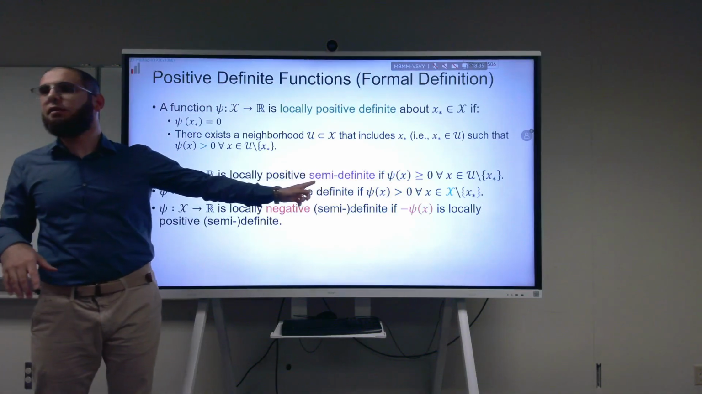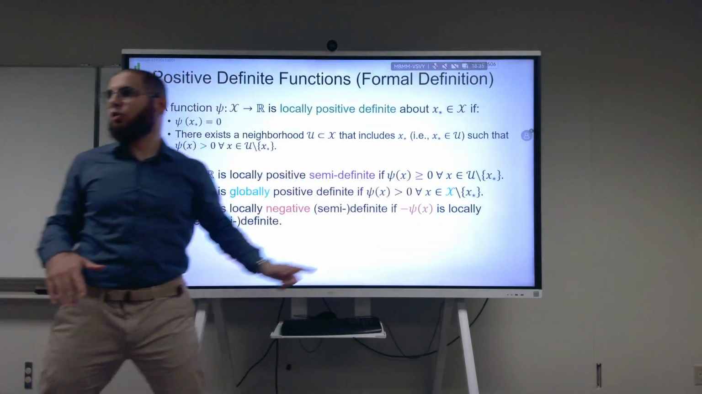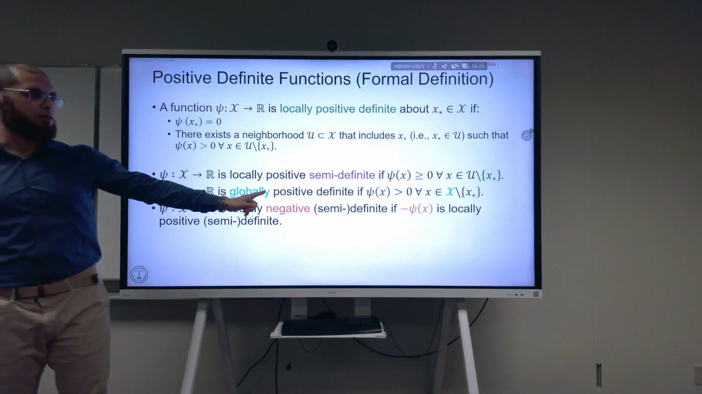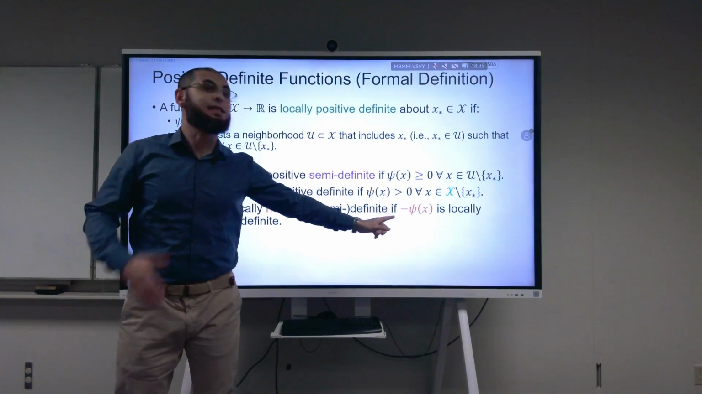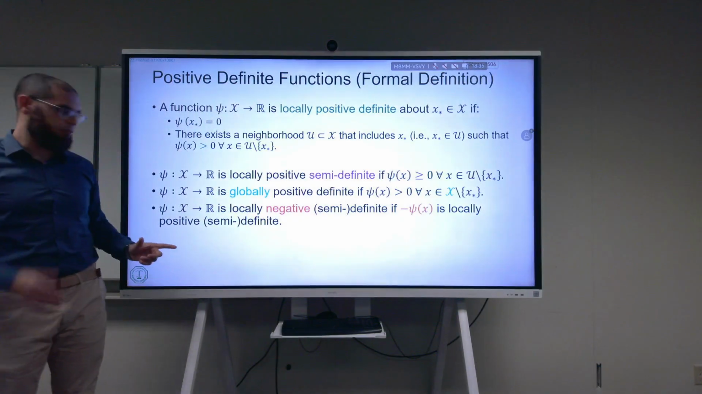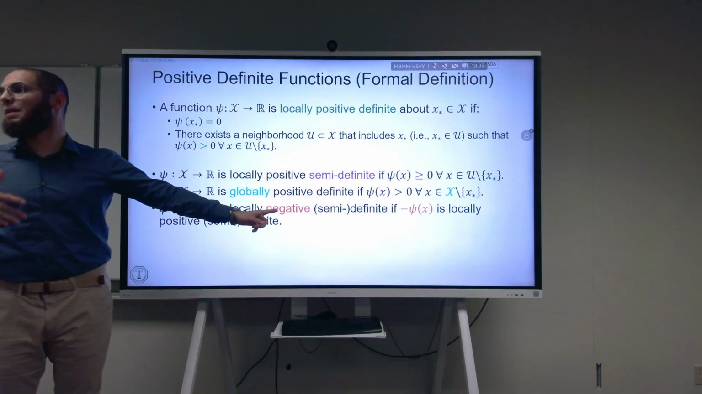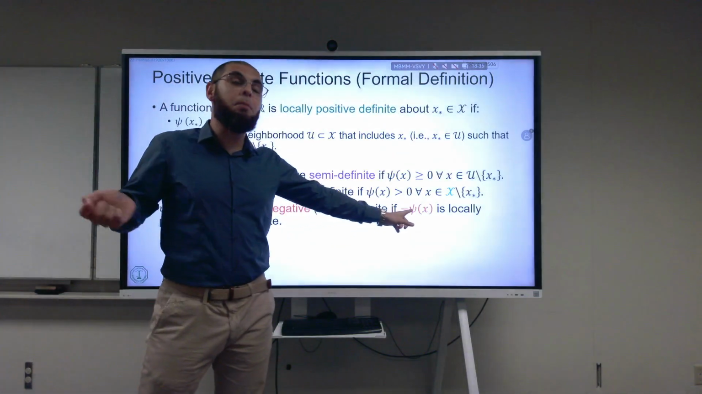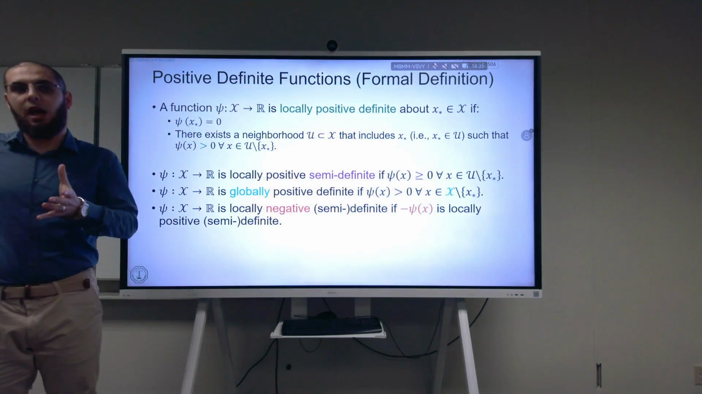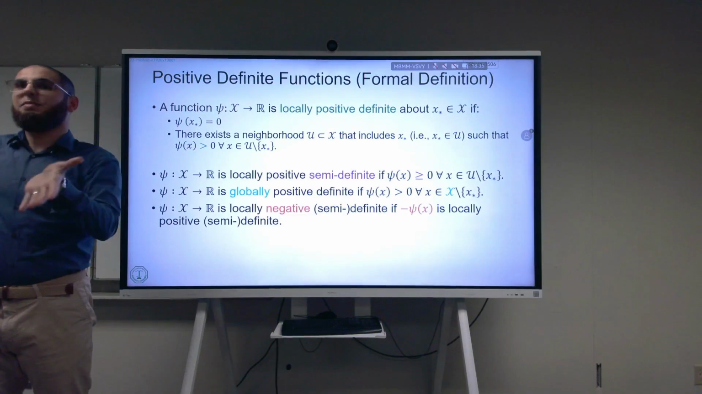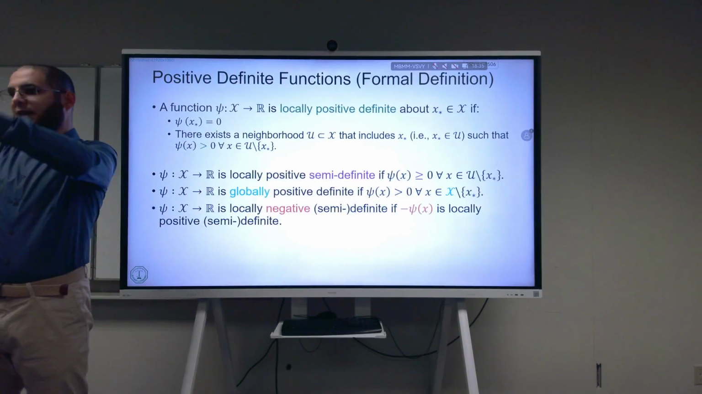It's semi-definite if it's not just greater than 0, it's greater than or equal to 0. That's positive semi-definite. It's globally positive definite if you can show that it's greater than 0 for the whole manifold, excluding, of course, the point you had, the equilibrium point, the critical point here. And it's locally negative or negative semi-definite if minus psi is positive definite. If minus psi is positive definite, then it means psi itself is negative definite. It's inverted. Instead of x squared, you have minus x squared.